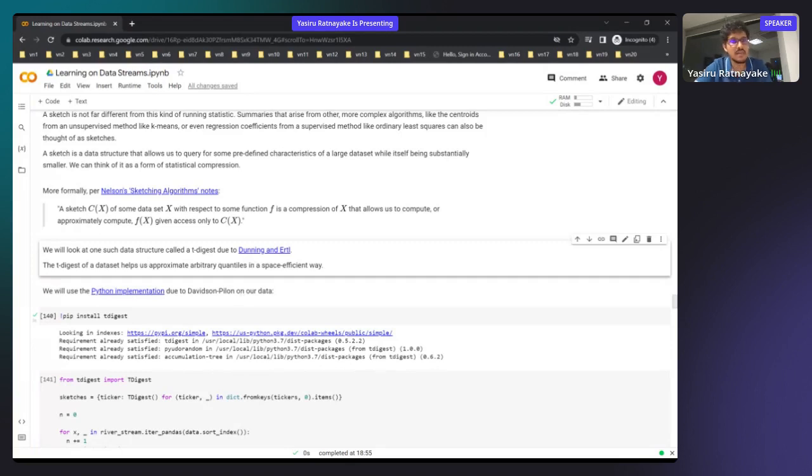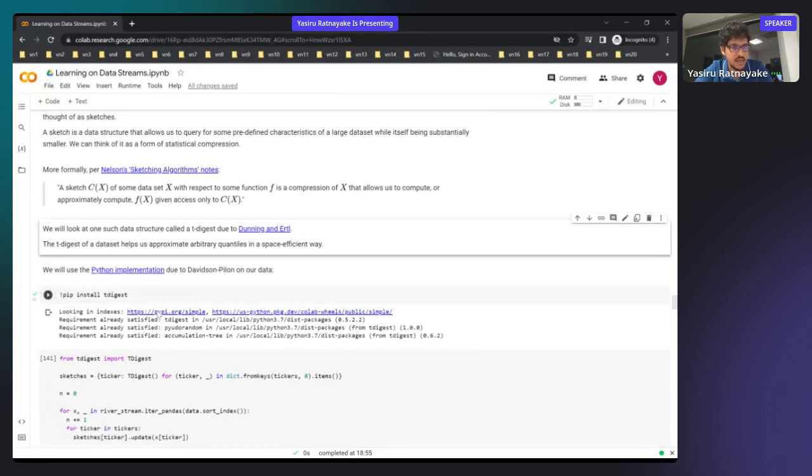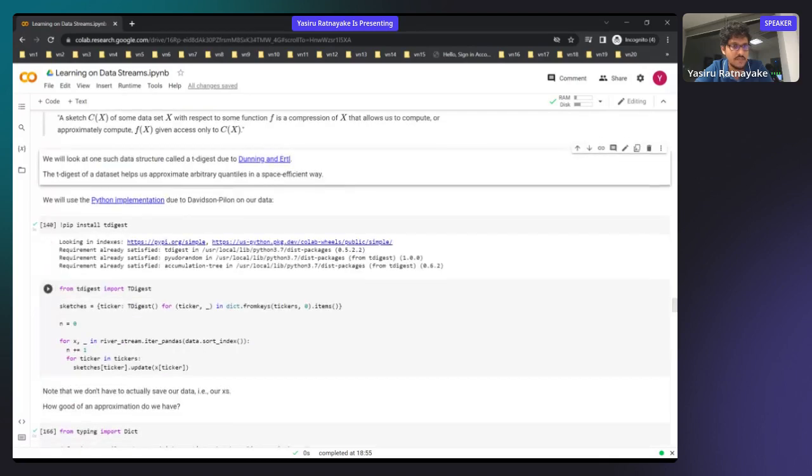This method actually allows us to approximate arbitrary quantiles on a data stream, and you can do it in a space efficient way. We're not really going to see that space efficiency because our data set is so small, but we're going to try to apply this method on our data set. So we're going to use this Python implementation. You just pip install tdigest.